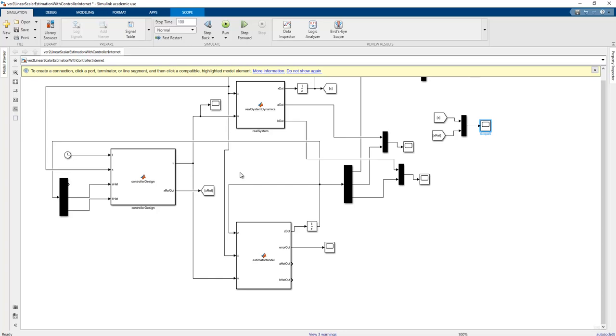And so in the next lesson we will transform our system to the nonlinear one, and then we will estimate and control it with the same analogy.